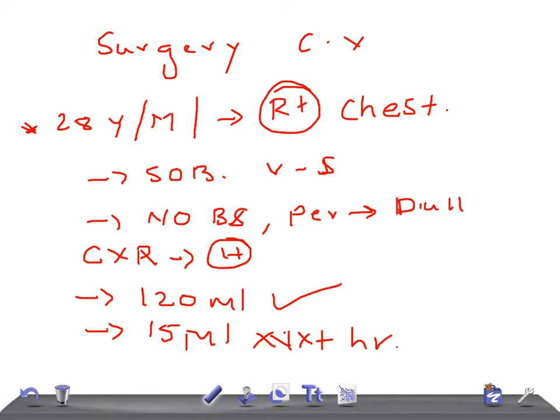If it's more than 1000 ml, some say 1500 ml, then you have to do thoracotomy and ligate the arteries. Why? Because this severe bleeding is not from the lungs, it's from the major systemic or pulmonary arteries. That's why you have to ligate. Here you're getting a small amount, 120 ml, and the next hour only 15 ml. So it's improving, and it's a very low amount of blood.